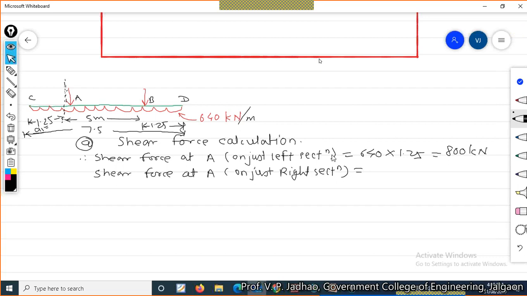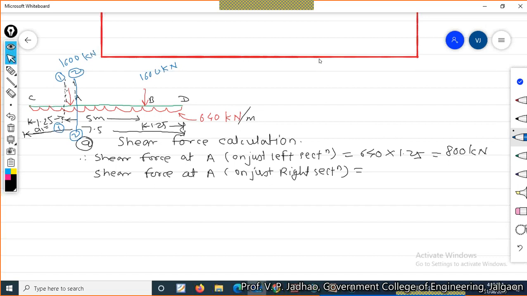Okay, so this will be equal to, now we are considering the section is here only. Now we are considering our second section. Let us consider the second section is here. This was the first section, and this is now the second section. Now this load is 1600 kilonewton. Again here the load is 1600 kilonewton.